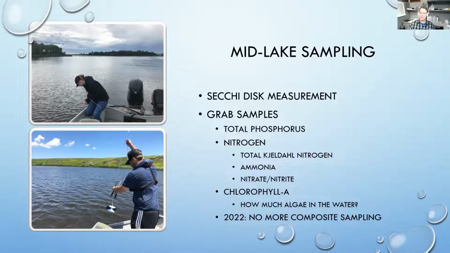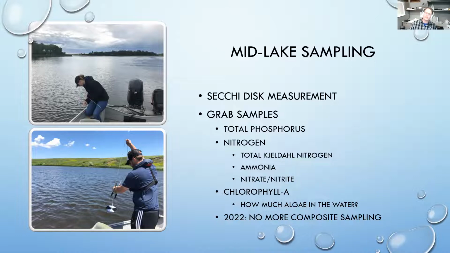If you're not familiar with the Secchi disc, in the bottom picture, that's Josh there holding a Secchi disc. It's a black and white disc that you lower down into the water, and it's used to measure the water clarity. So you lower it down until you can't see it anymore, and then you raise it up a little bit, and that is your Secchi disc depth. That tells us if the water is cloudy from algae or sediment. And that's really cheap data to collect because you don't have to pay a lab to analyze it.